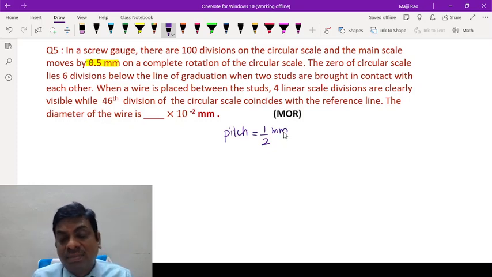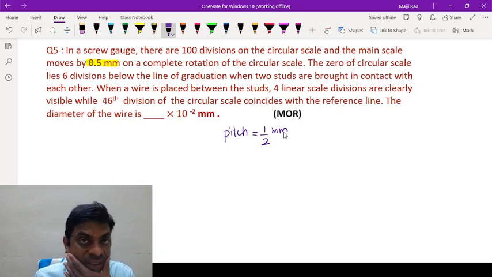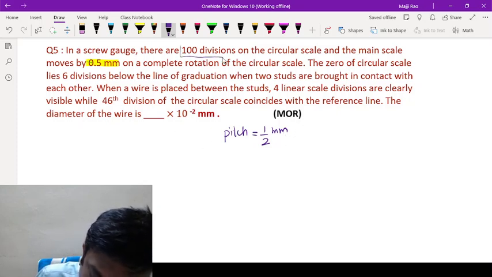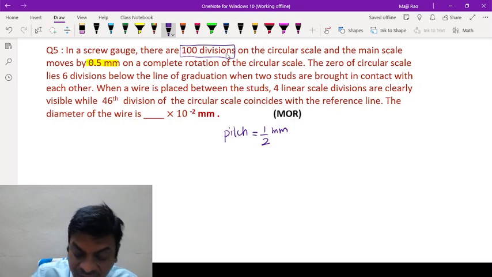Students, please develop a habit. Always try to write in terms of fractions rather than decimals. It will be very helpful, and moreover you will be able to save a lot of time, because students who proceed in decimals have more chances of going wrong naturally. So instead of decimals, try to proceed in fractions. That's my humble request.